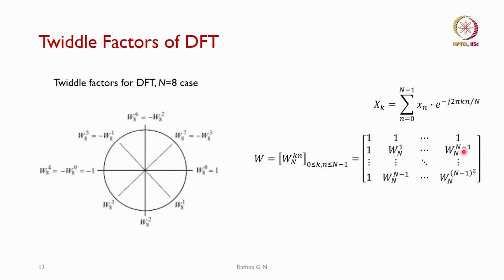How can we write this in matrix form? All these coefficients: the first row is 1 and the first column is 1. After that we will have W N 1, and the last one in this row is W N to the power of N minus 1. That is the way you represent it. And in the last row you can see W N N minus 1, up to W N N minus 1 whole squared.